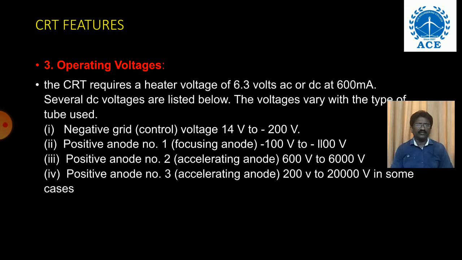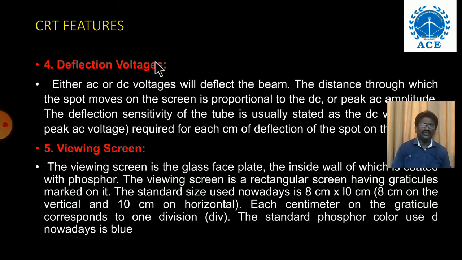Different voltages according to our requirement also depend upon the internal parts of the horizontal deflection plates and vertical deflection plates. So next feature, deflecting voltages. Either AC or DC voltages will deflect the beam. The distance through which the spot moves on the screen is proportional to the DC or peak AC amplitude. The deflection sensitivity of the tube is usually stated as the DC voltage or peak AC voltage required for each centimeter of deflection of the spot on the screen. So this is also important. Now you have to provide sufficient voltage to the deflection plates according to the CRT deflection plates capacity.